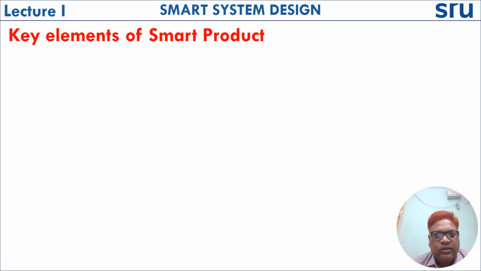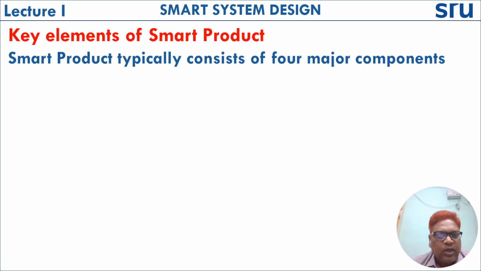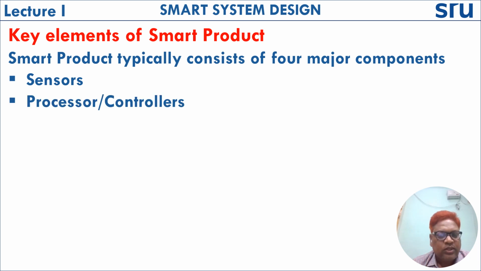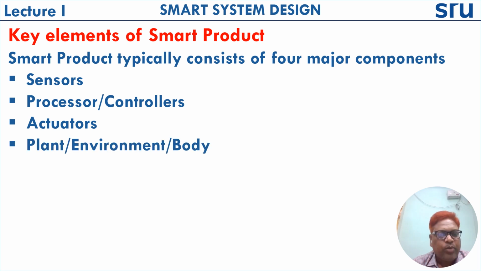Let us see the basic key elements of a smart system now, and we will correlate these components with our human body also. A smart product or a smart system typically consists of four basic elements. These elements include sensors, a processor or a controller, actuators, and a plant or environment or body.